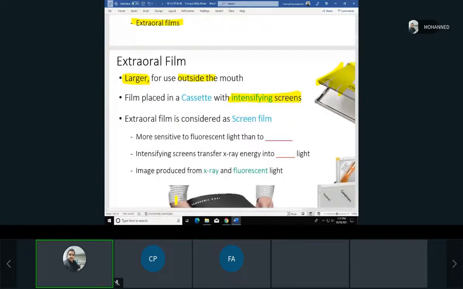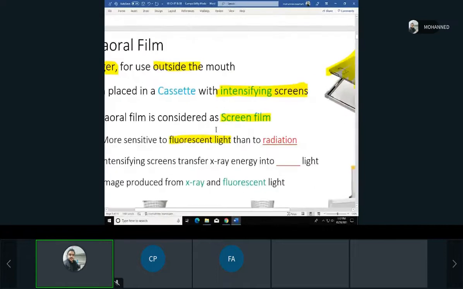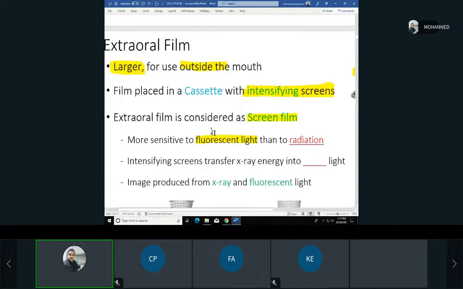So the extraoral film is considered a screen film, and it's more sensitive to fluorescent light than to radiation. So the majority of the image that we get on an extraoral film is because of the fluorescent light. And that is what the intensifying screen does, actually. The intensifying screen would transfer the X-ray energy to a visible light, which is the fluorescent light. So it has a mechanism inside of it.